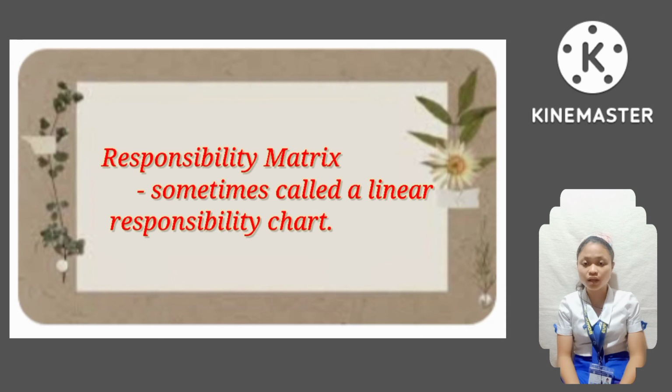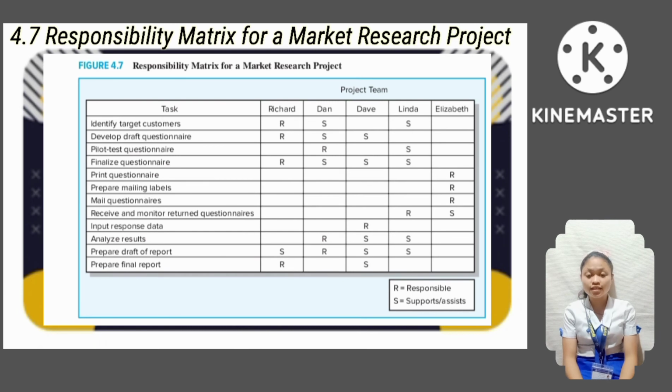Responsibility matrix, sometimes called a linear responsibility chart. It summarizes the tasks to be accomplished and who is responsible for what on a project. So this table is an example of a responsibility matrix for a market research project. The R is used to identify the committee member who is responsible for coordinating the efforts, and S is used to identify members of the 5-person team who will support or assist the individual responsible.